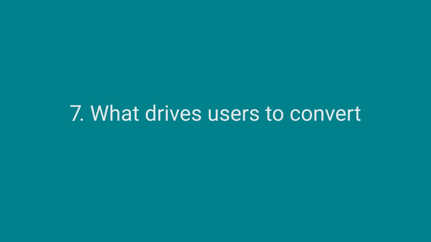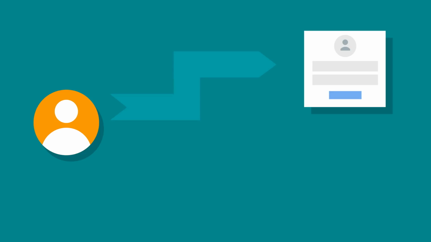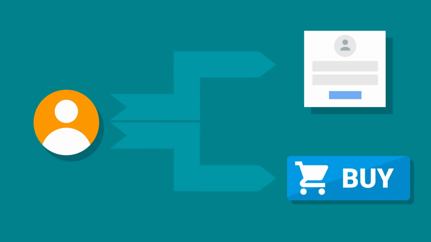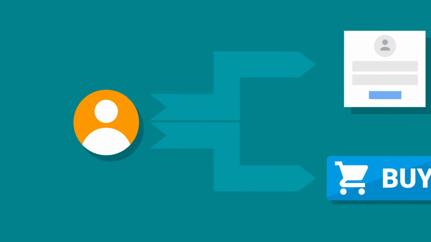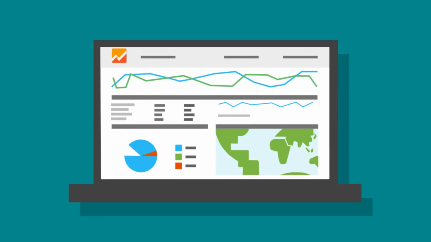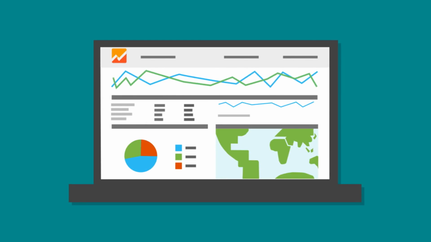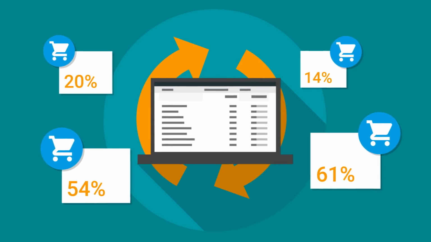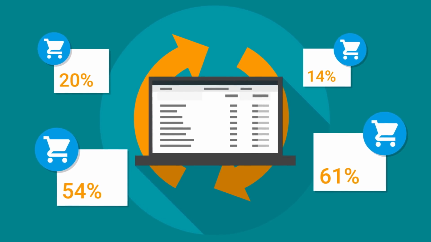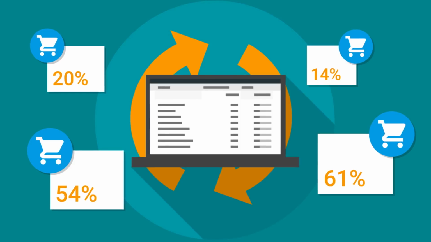What drives users to convert? Often you'll have specific things you want users to do, from signing up to a service to making an in-app purchase, for example. These are your conversions. Google Analytics lets you define events and the conversions you want to track. By knowing how successful each event is at driving conversions, you can guide users to the popular events.